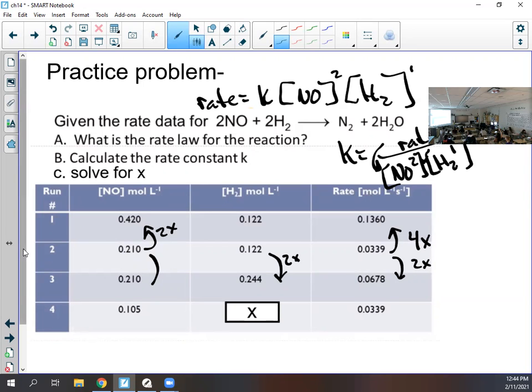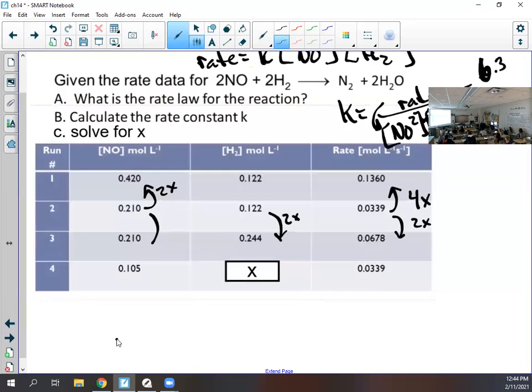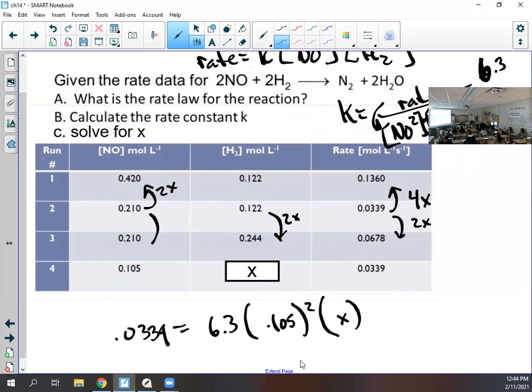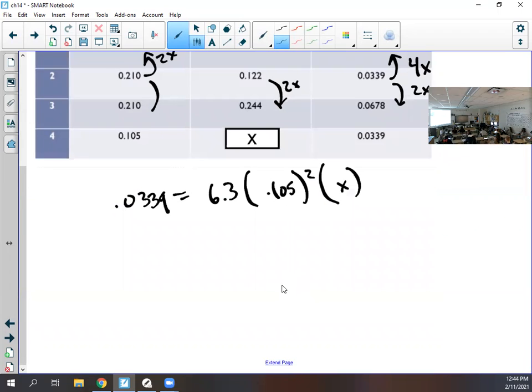So now I just plug everything in. My rate, 0.0339 equals 6.3 times, this is the one that's a 1. So 0.105 squared times x. Does that look about right? Okay, so I just take this stuff and divide it over there. And what do you end up with? 0.487?